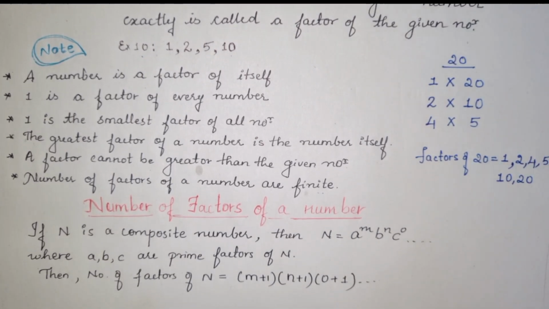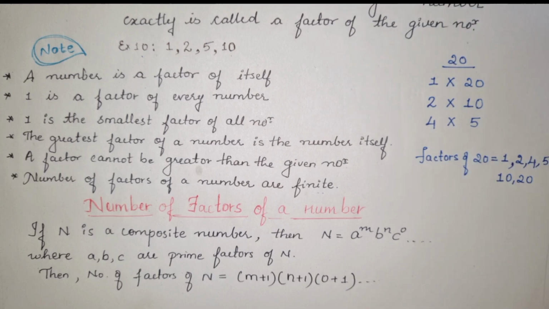Okay. So now moving on to the number of factors of a number. How do we find how many factors a number has? If n is a composite number, what is a composite number? The numbers other than the prime numbers are called composite numbers. Then n can be written as a raised to m, b raised to n, c raised to o, where a, b, c are prime factors of n. Then the number of factors of n can be found using this formula, that is (m plus 1) into (n plus 1) into (o plus 1).